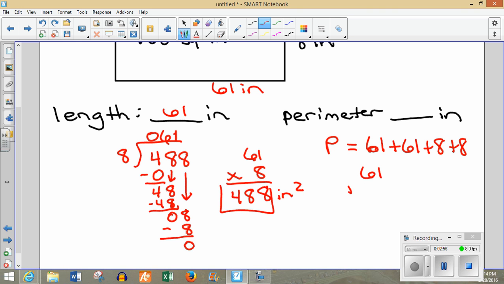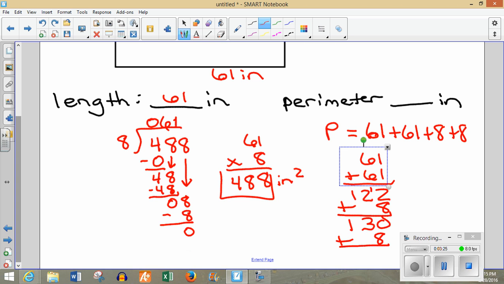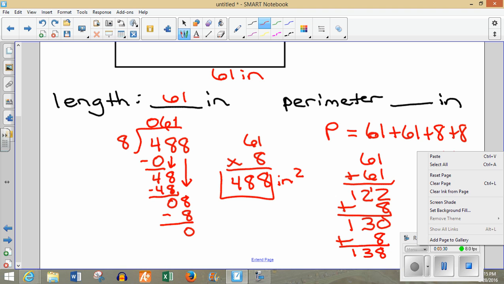So I'm going to do 61 plus 61. I'm not going to do all 4 all the way down because I want to make sure that I am actually focused and able to truly add just 2. When you start to add 4, it can be challenging, and that's when mistakes are made. 138, double checking my work.